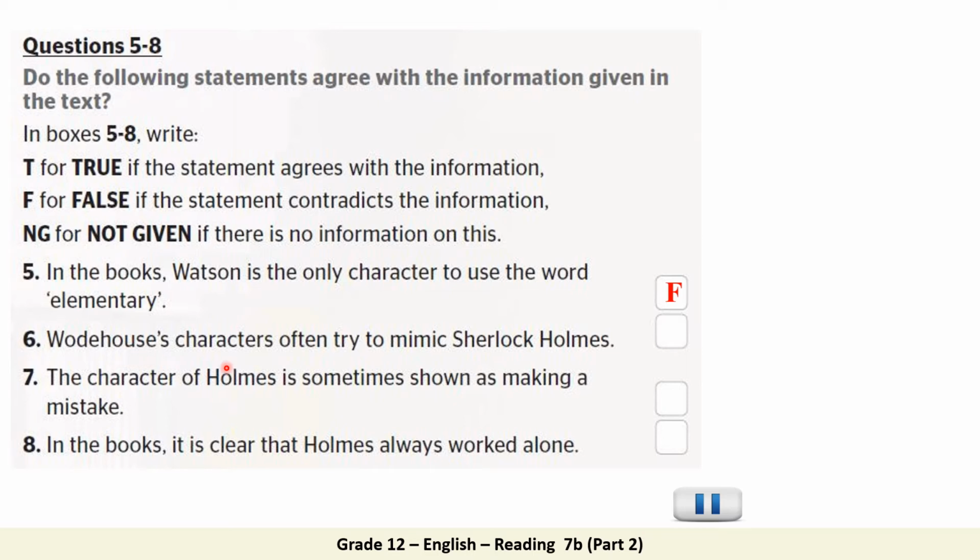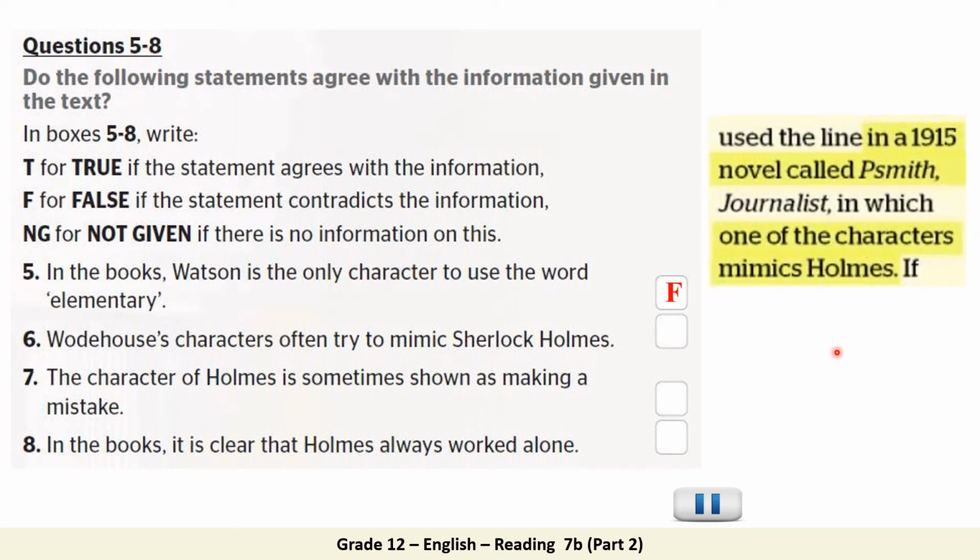Wodehouse's characters often try to mimic Sherlock Holmes. If you remember, the word mimic means to copy someone's behavior or way of talking. This is where we have mimic in the text, in a 1915 novel called P. Smith, Journalist, in which one of the characters mimics Holmes.